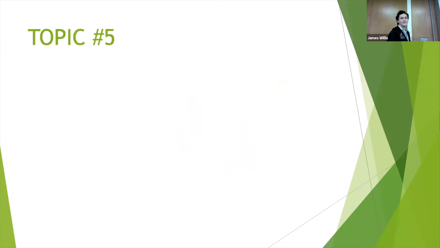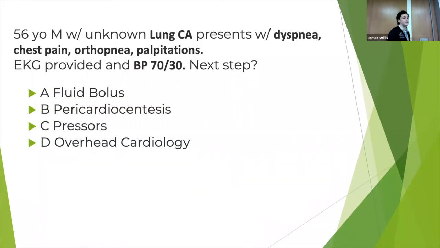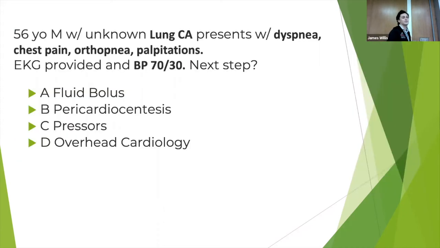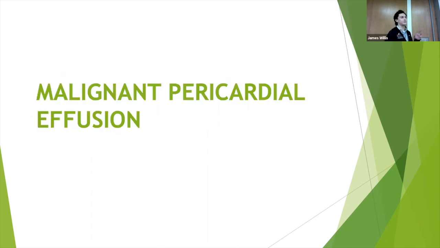So our last topic, we have a 56-year-old male, unknown lung cancer, presenting with dyspnea, chest pain, orthopnea, and palpitations. You have a blood pressure of 70/30, and you have this EKG. Take a look. Go back to the option choices. So which one do you think, based on the EKG and presentation, is the answer? That would be good, yes. And your ultrasound shows a pericardial effusion, so you would do pericardiocentesis. So here we're discussing a malignant pericardial effusion.